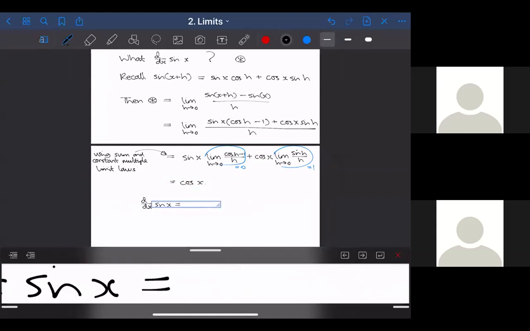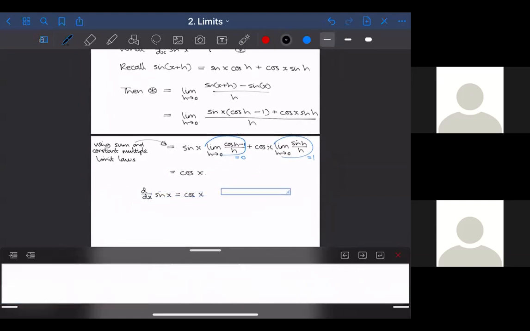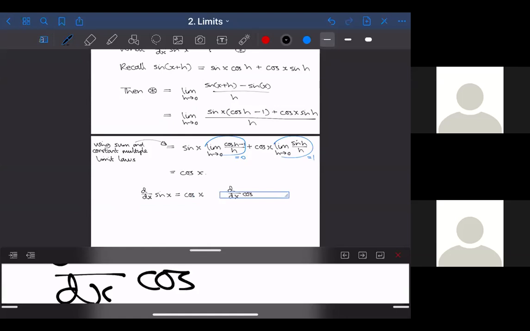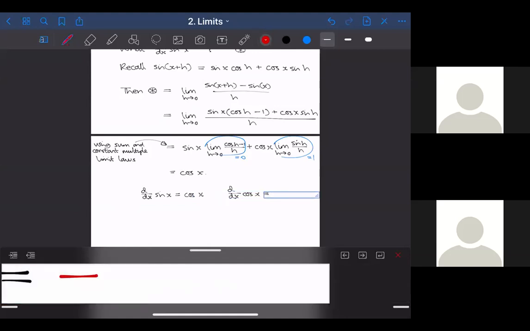And in a similar way, we can prove that the derivative of cos x is, careful now, minus sine x.